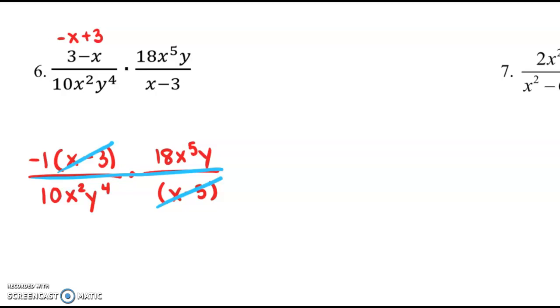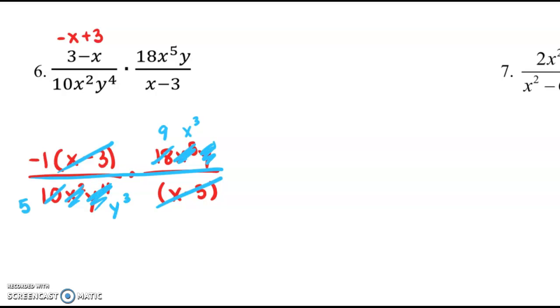Okay, and then I'm actually going to cross simplify here with the monomials. So 18 and 10 are both divisible by 2. This becomes a 9 and this becomes a 5. When I simplify my x's, I've got 5 and 2. So when I subtract, I have an x to the third up at the top. And then the bottom, I have a 1 and a 4, which gives me a y to the third at the bottom.